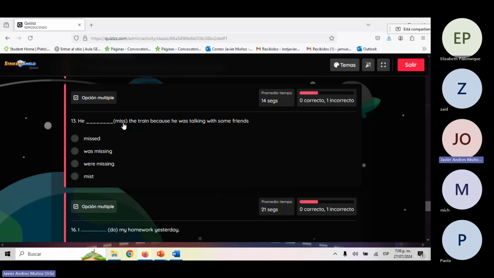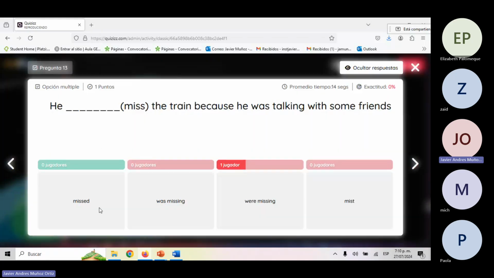Miss es el verbo perder o extrañar, depende del caso, ¿no? Por ejemplo, I miss you, te extraño. Miss, como perder el tren, perder el bus, perder el avión, lo que sea. En este caso hablamos de perder, ¿cierto? Que se le fue. Como ya tenemos el pasado continuo acá, la conjugación en pasado continuo, pues necesitamos aquí el pasado simple. Y como este es un verbo regular, entonces el pasado es missed. Ahí está.